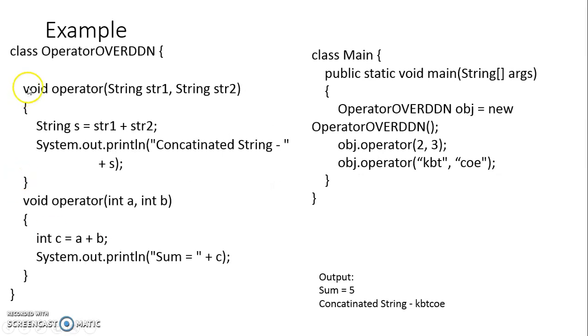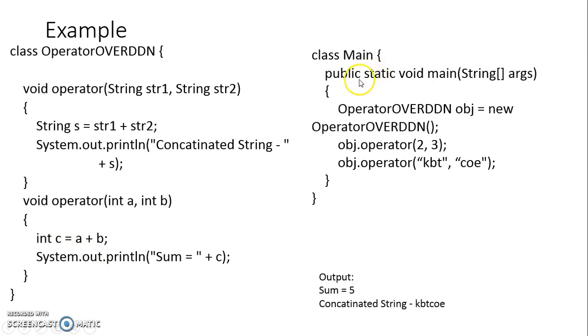Now here my class name is operator overridden. Then I have two methods with same name. One is accepting different argument, that is string as an input variable, and another one is accepting integer as input variable. Now here it will perform the concatenation of two strings str1 and str2. In second method, it will perform addition of two variables a and b.